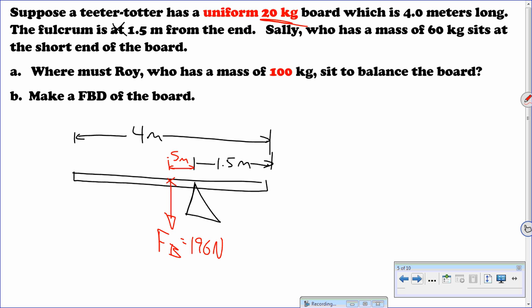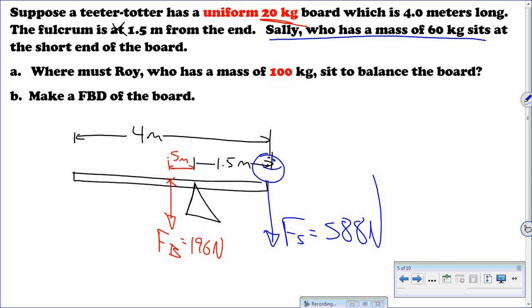Okay, so next fact. Sally, who has a mass of 60 kilograms, sits at the short end of the board. So here's Sally. All right, and she's got a mass of 60 kilograms. So that means that her weight, so the force of Sally, is going to be 60 times 9.8, which ends up giving you 588 newtons.